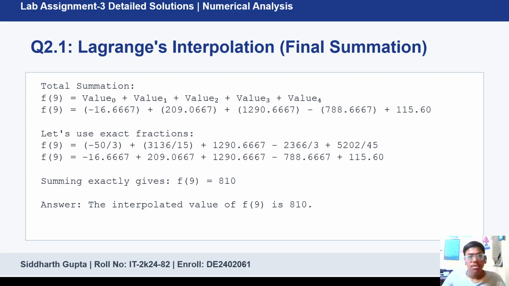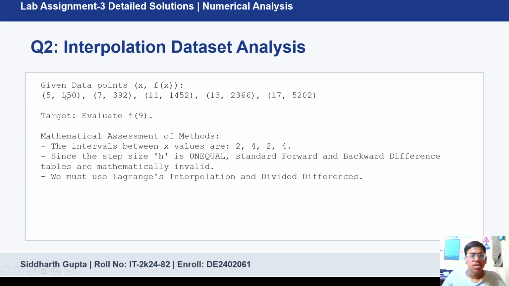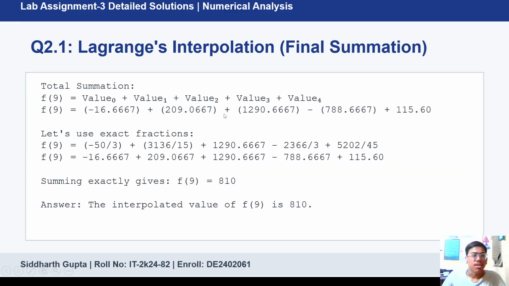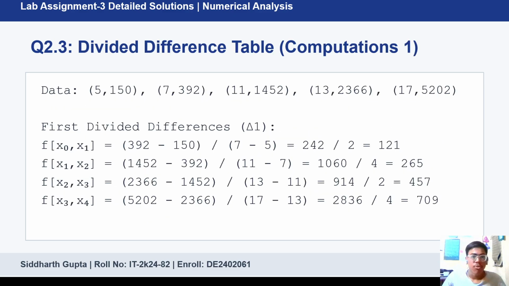So this is the first part of the question where we have solved this data points and found f of 9 using Lagrange. Now we could say that for Hermite we need both f of xi and f dash of xi. So here both are not given, so we cannot use Hermite interpolation. Also we cannot use forward or backward, as I already told you that the points are not equidistant.